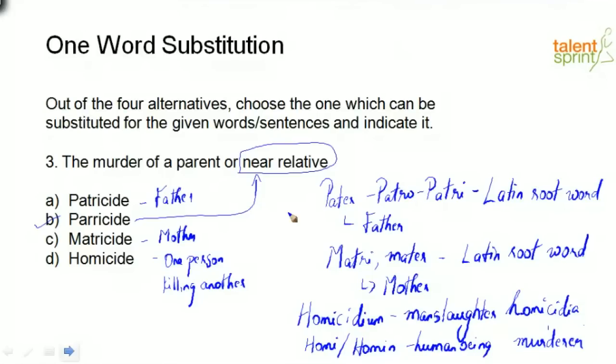Yeah, so this is one way of approaching a particular question type in one word substitutions, right? Looking at all the other options and understanding what meaning those words are bringing to the context. And the context is the murder of a parent or near relative. So I need to include all of my keywords, which is not only parent, also the relative.